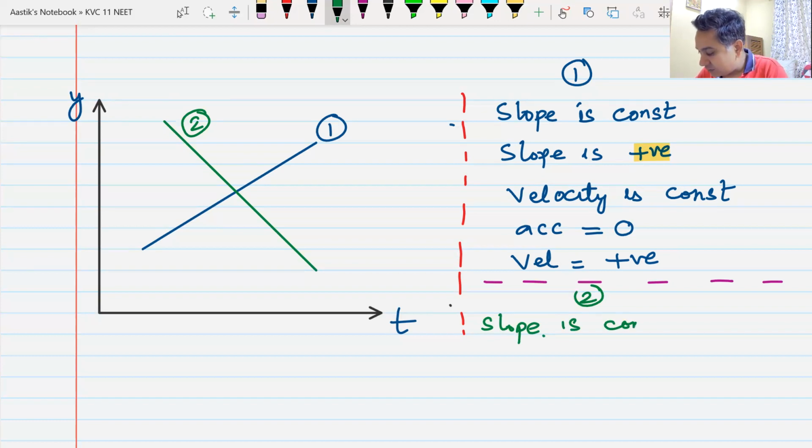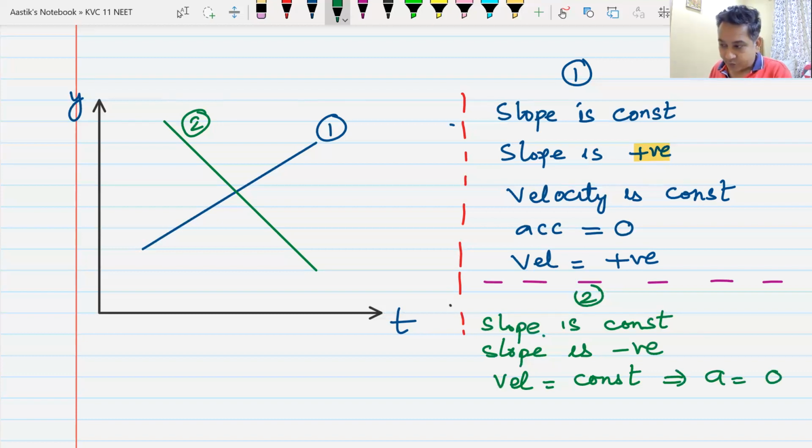It is a straight line, so slope is constant, yes or no? Yes, sir. Slope is positive or negative? Negative. Slope is negative. Since the slope is constant, velocity is constant, yes or no? Yes, sir. Therefore, acceleration is 0. What about velocity? Is it positive or negative? Negative, sir. It is negative.